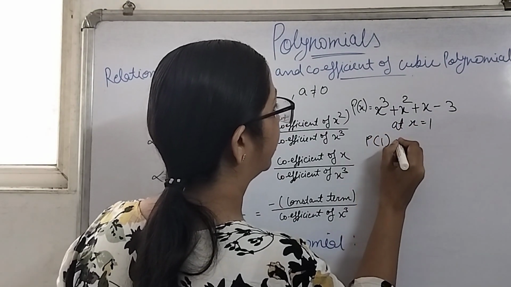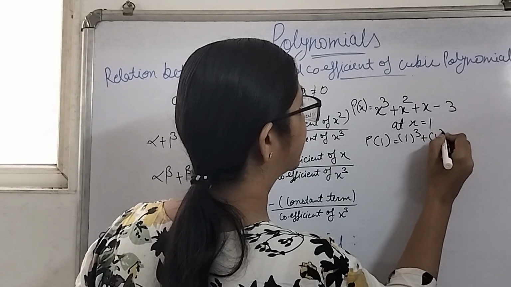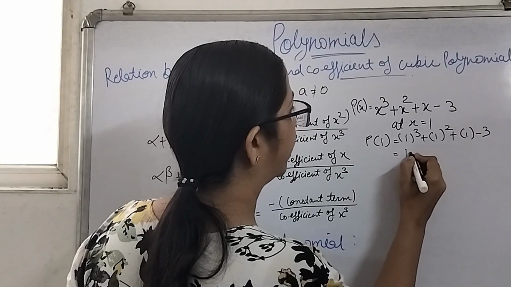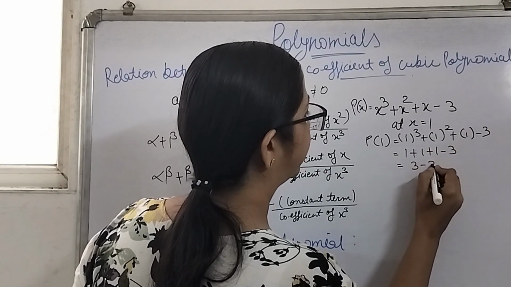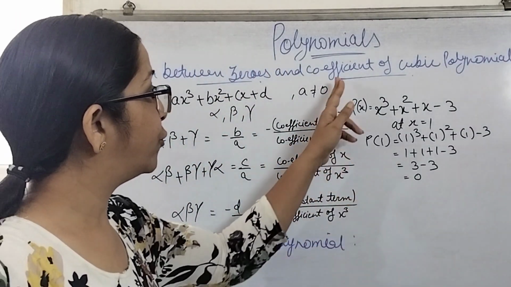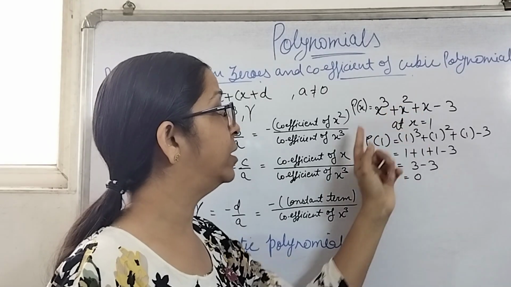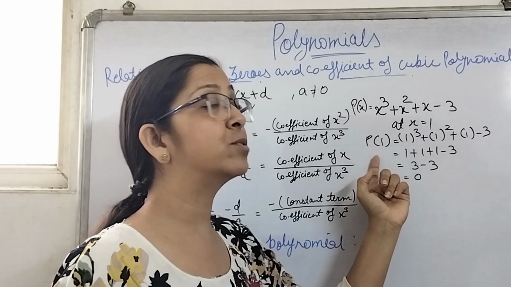So p(1) will be 1 cube, which is 1 itself. We are keeping 1 instead of x over here. So this will be 1 plus 1 minus 3, that is 3 minus 3, or we can say it will be equivalent to 0. So from here, by trial and error, by keeping the values of x over here, we have found that one of the zeros of this polynomial is 1.